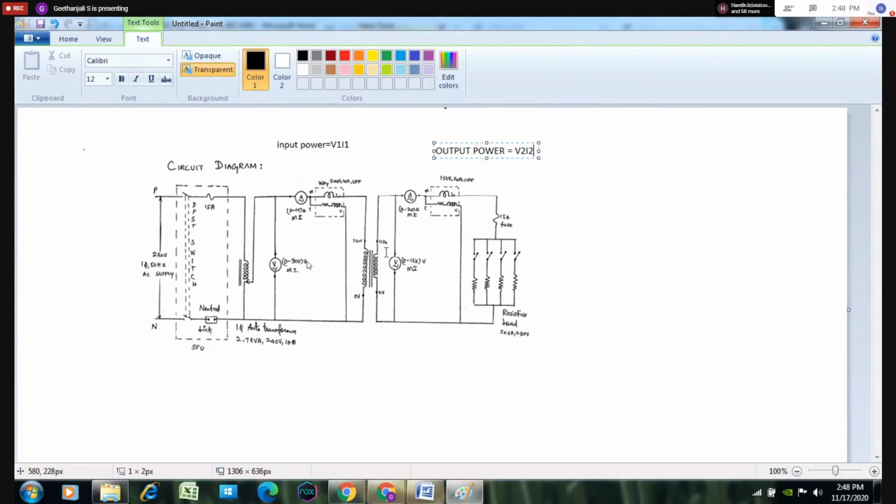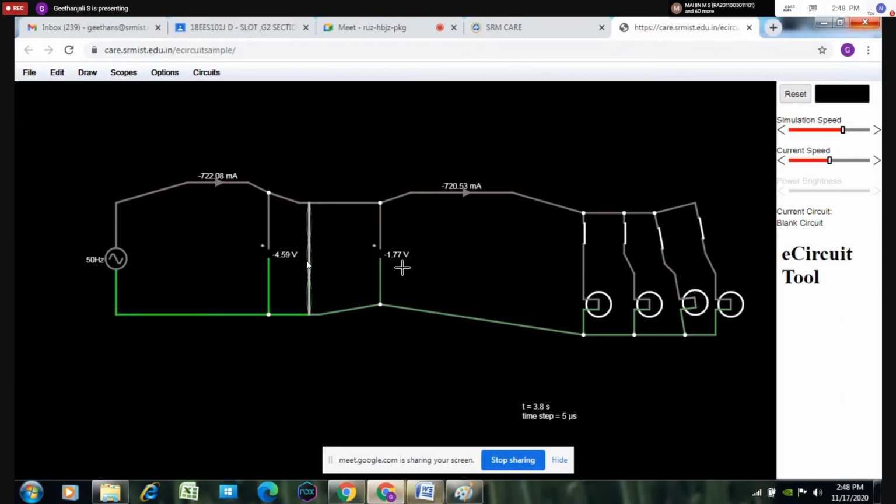115 divided by 230. Output voltage divided by input voltage. How much are you getting? That is called the ratio here. 115 divided by 230, how much? 0.5. So in the transformer, you have to enter the ratio only. Ratio in the sense output voltage divided by input voltage.